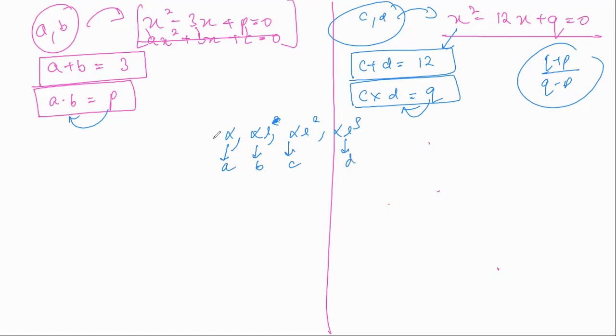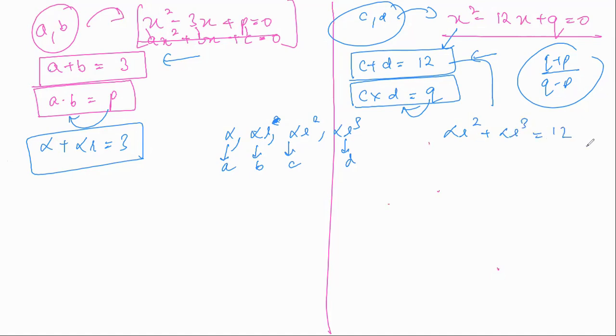Now if I put the values of a, b, and c, d in these equations, what will I get? a is alpha, b is alpha r, so alpha + alpha r = 3. Similarly, in the other equation, c is alpha r² and d is alpha r³, so alpha r² + alpha r³ = 12. Now I will divide these two equations. Alpha + alpha r = 3 is equation 1, and this is equation 2.